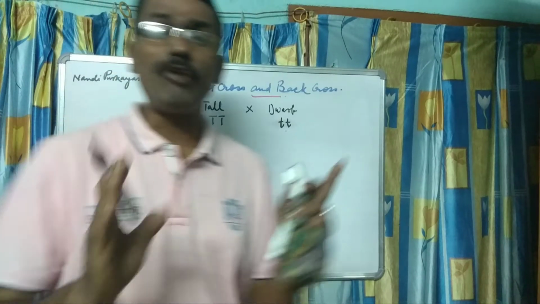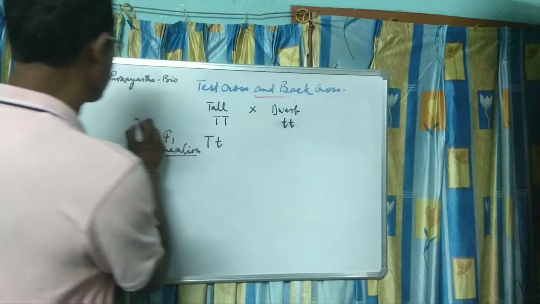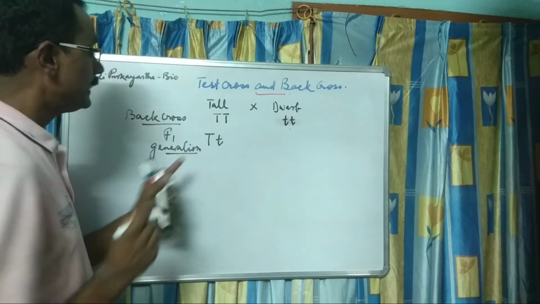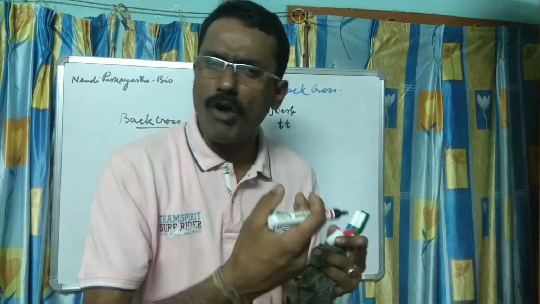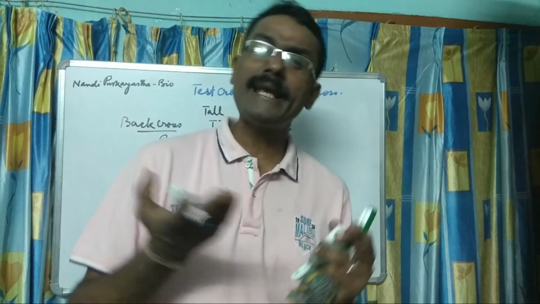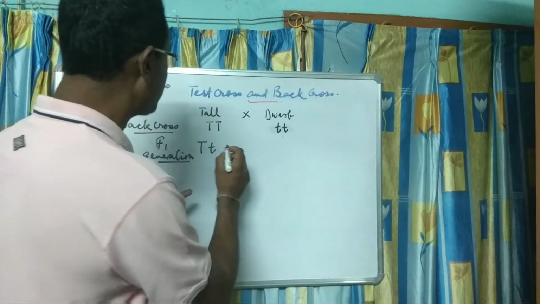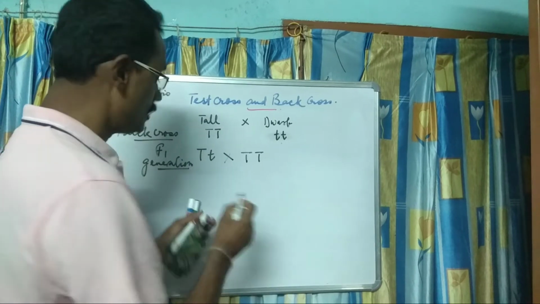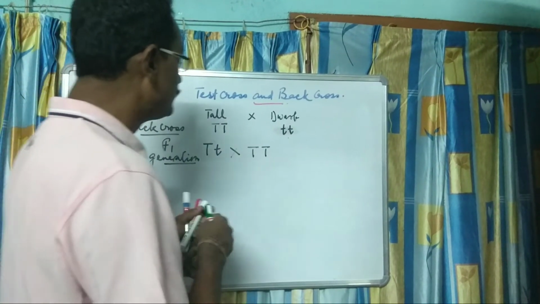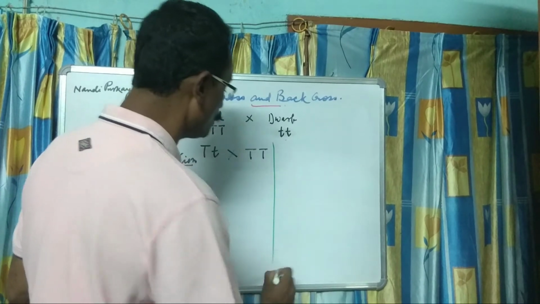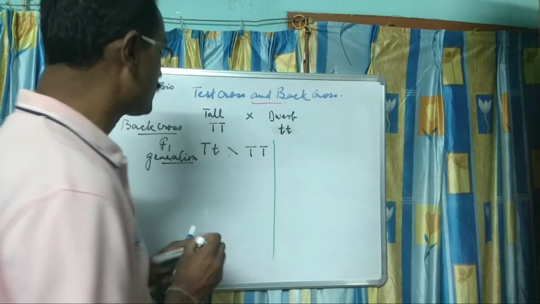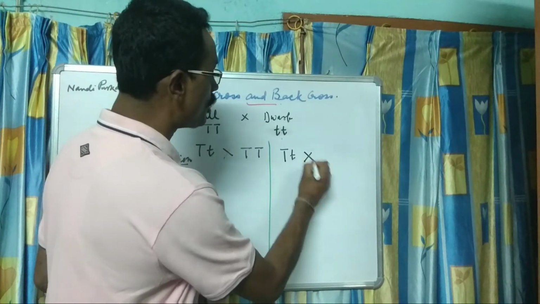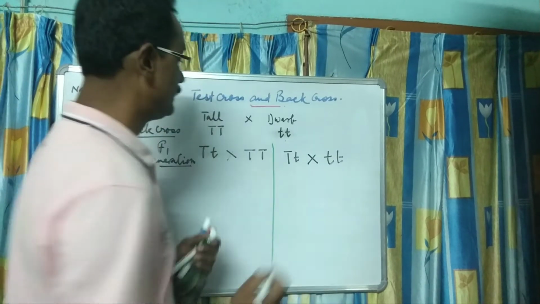First of all, let's go for the back cross. What is back cross? If we cross the F1 generation, whatever we got, with any one of the parents, that means it can be with homozygous tall or it can be with heterozygous tall. How? This is capital T, small t. The F1 generation is crossed with small t, small t.